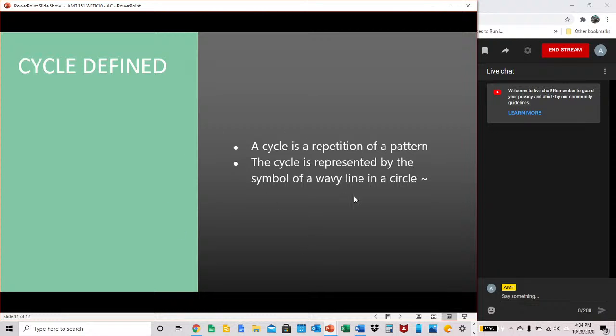So I wrote this out for you because this is the wavy line that you'll actually see, but it will have a circle around it. I could probably draw it on here, but I don't know how. So just keep that in mind. You can Google that if you don't know what I mean, but that is the symbol representing a cycle.